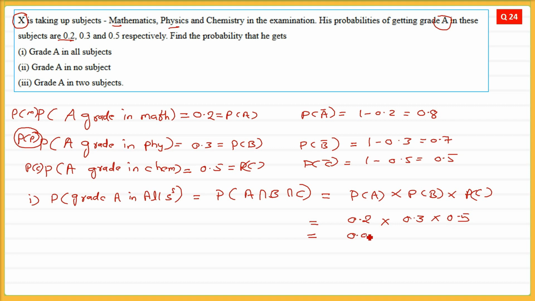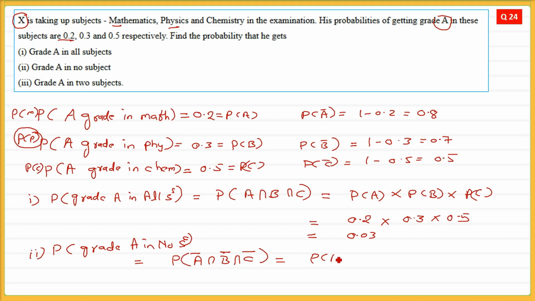So this becomes 0.03. 5 times 3 is 15, 15 to the 30. 30 divided by 1000 is 0.03. Now coming to the second one, which is grade A in no subjects. No subject means neither mathematics nor physics and not in chemistry. So neither A nor B, neither C. A complement, B complement, C complement, intersection.